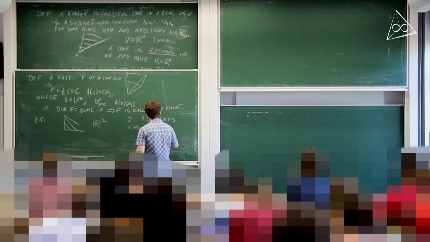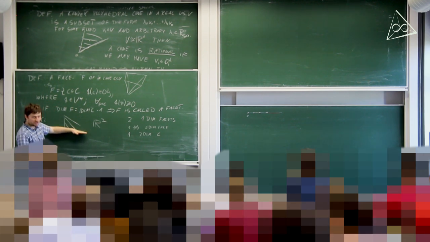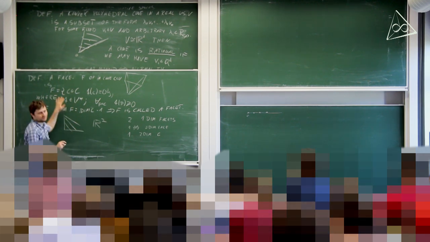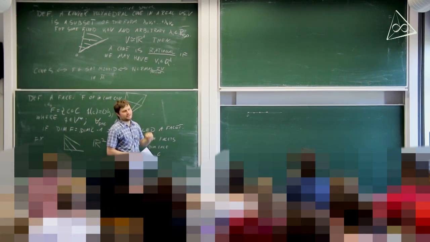Zero-dimensional face. And maybe the whole thing. One two-dimensional, just the cone. Yes? Because I can take such a linear function, it will cut zero. I can take such a linear function, it will cut a ray. And I can take zero, that will cut out the whole cone. Okay. So the amazing thing is that these cones completely describe the geometry of the toric variety.